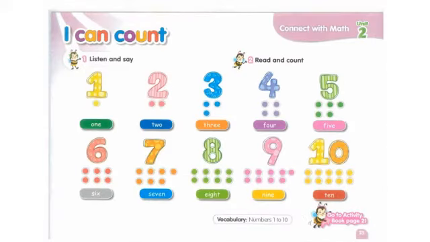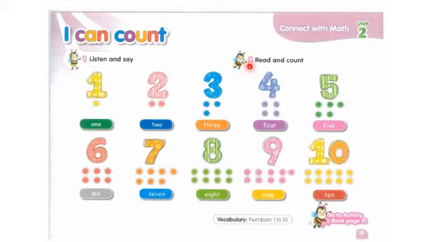Here in this page, the first exercise says listen and say. Listen and say. You're going to listen to me and repeat after me, please. This is number 1. 1, 2, 3, 4, 5, 6, 7, 8, 9, 10.